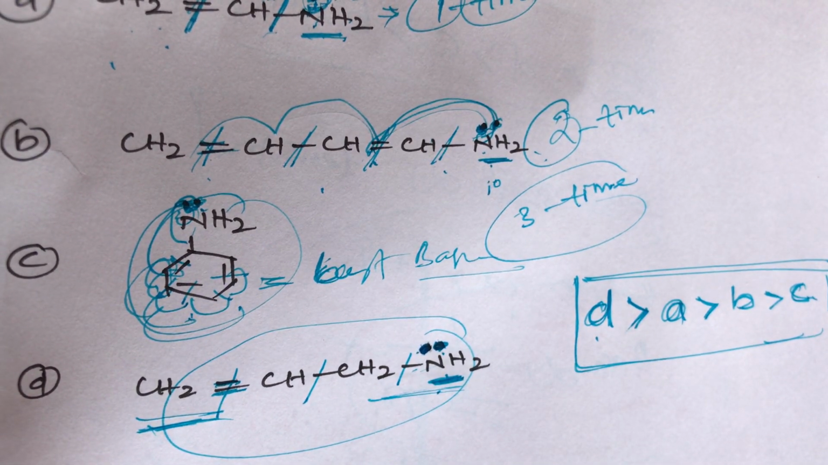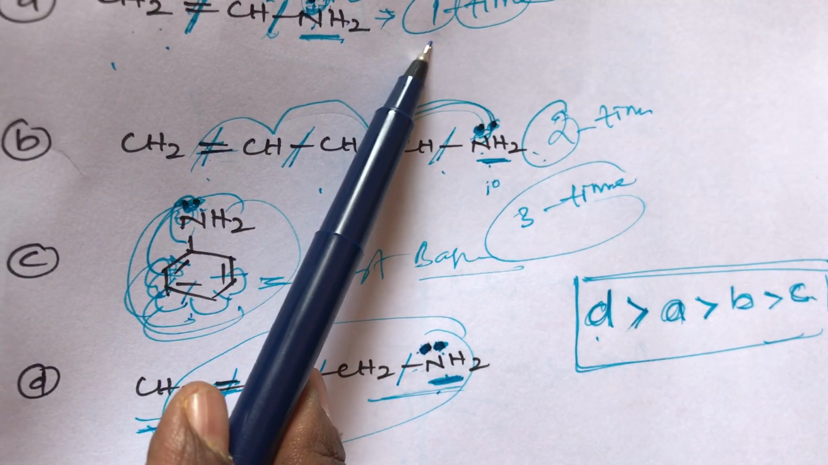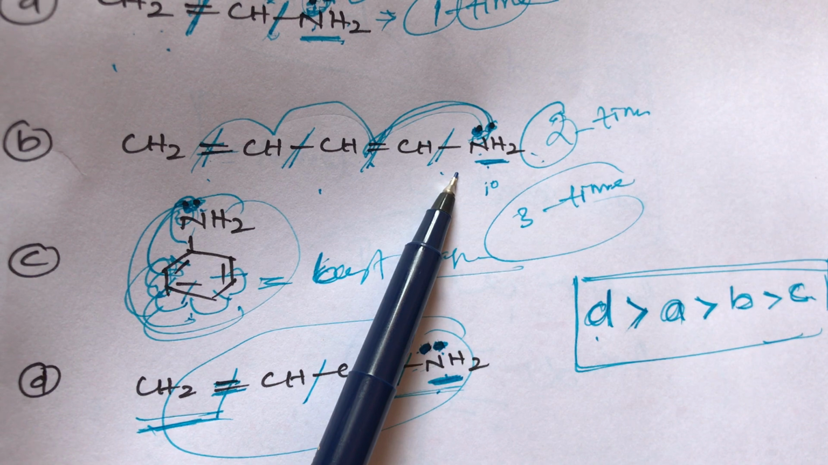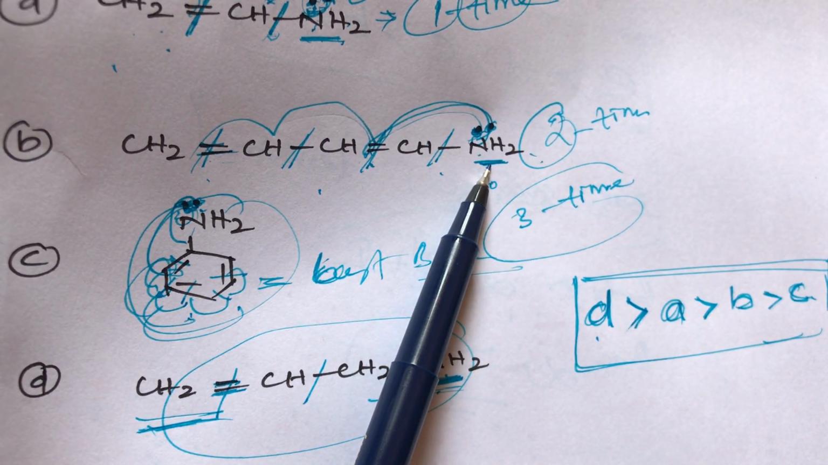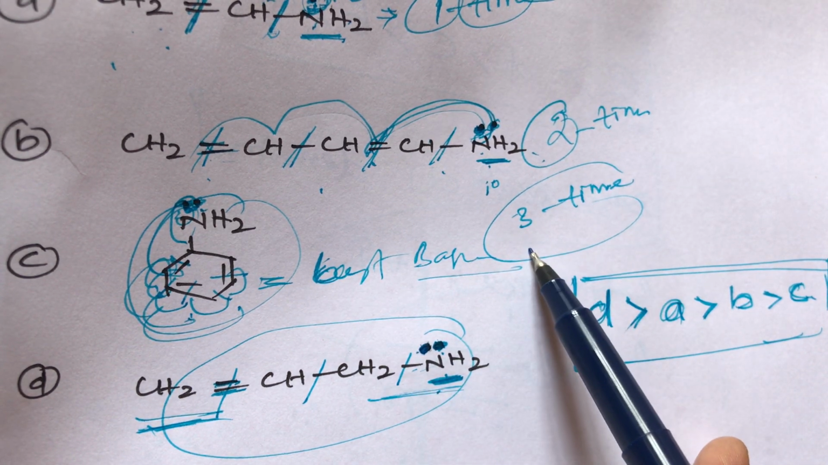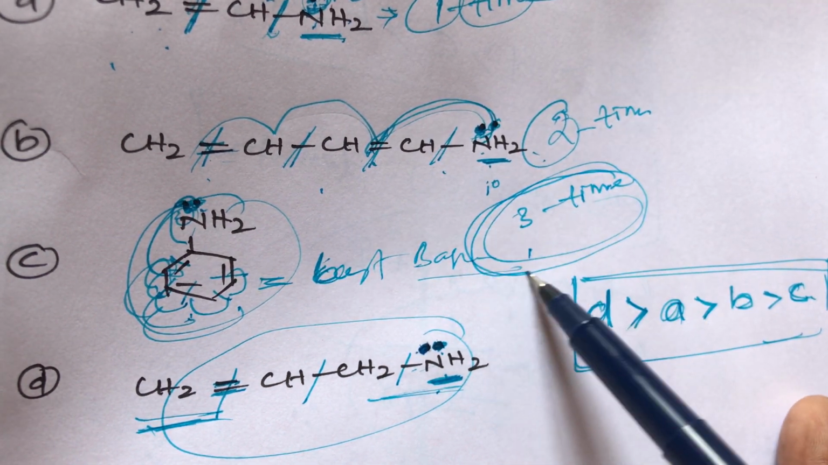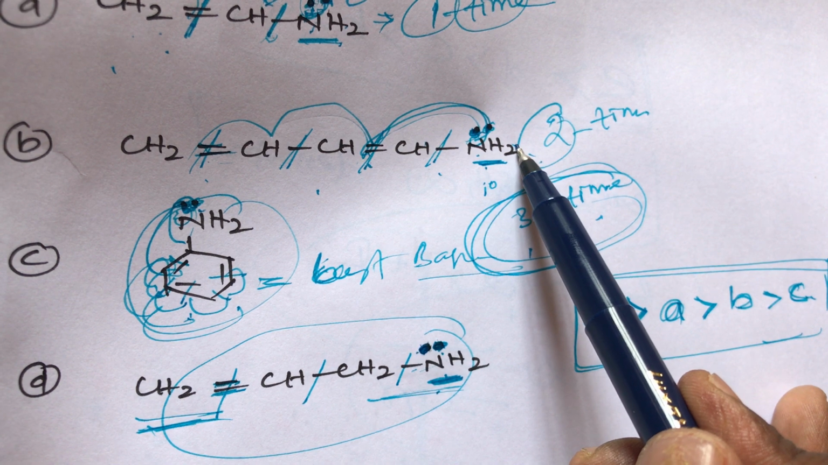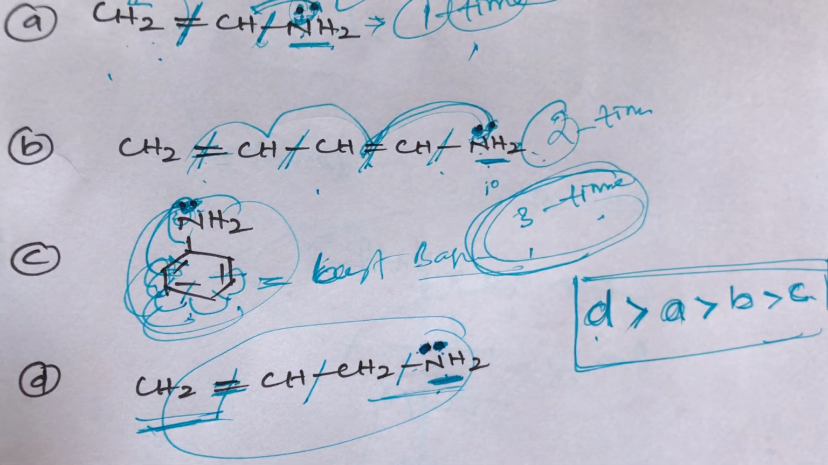So here, which one is the least number of times? That is the first compound, having only one time participating, so that is the most basic of the three. The second compound has 2 times, so compared to A compound, B compound is less basic. And C compound participates 3 times in the resonance, so that is why C compound is less basic than B compound. B compound is less basic than A compound. A compound is less basic than D compound.